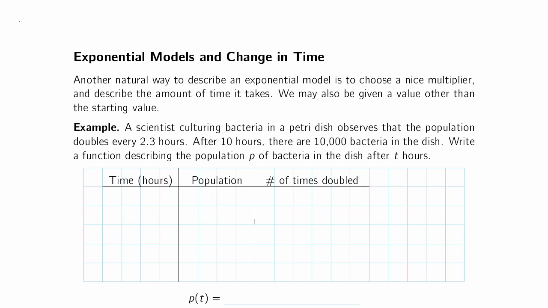So we're going to make this table just to help us think about this. At the 10-hour mark, there are 10,000 bacteria. At this point, the population has not doubled. And now the population is going to double every 2.3 hours. So if 2.3 hours pass, it's now been 12.3 hours.